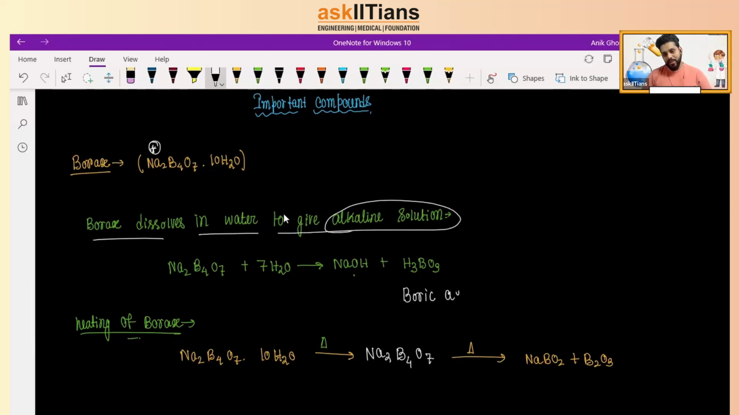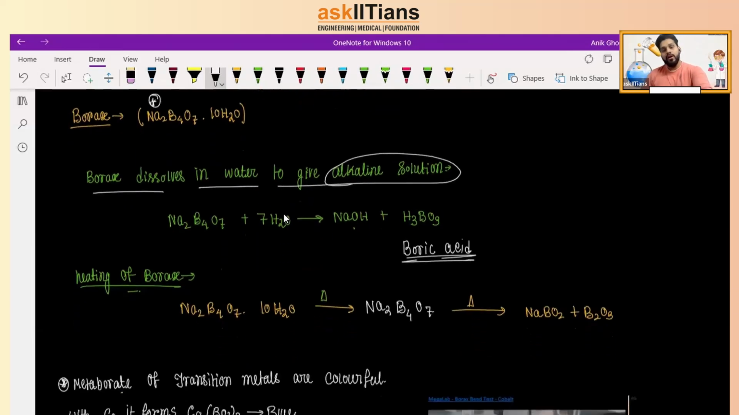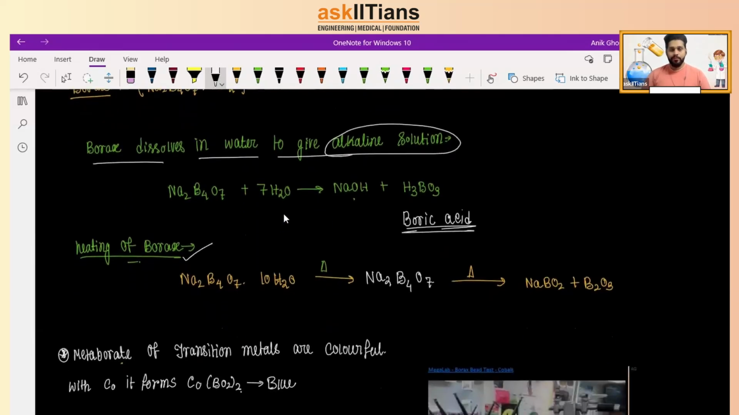See, I'm going to tell you a small story about boric acid. Remember, guys, it's a shortcut and tell. Irrespective of any compound of boron, if you hydrolyze it, you get this guy as a product. Any compound of boron on hydrolysis would give you boric acid. Every one of them. Okay. So that was about the dissolution of borax. So it's a basic salt.